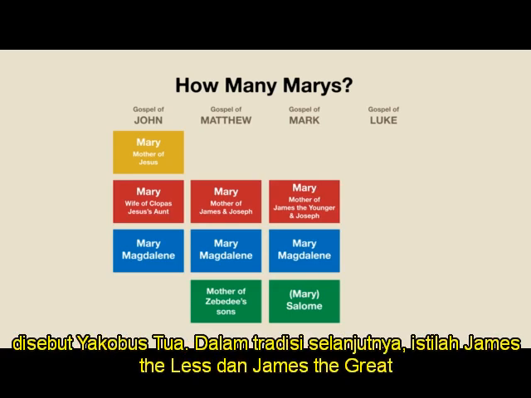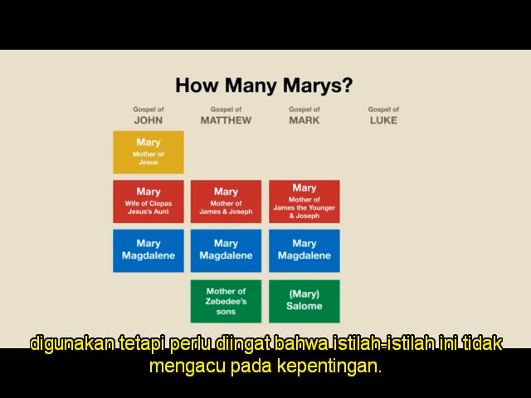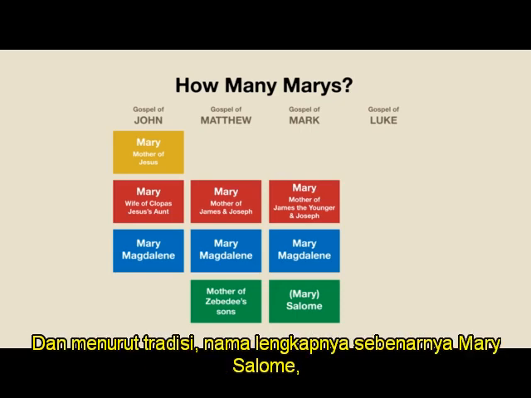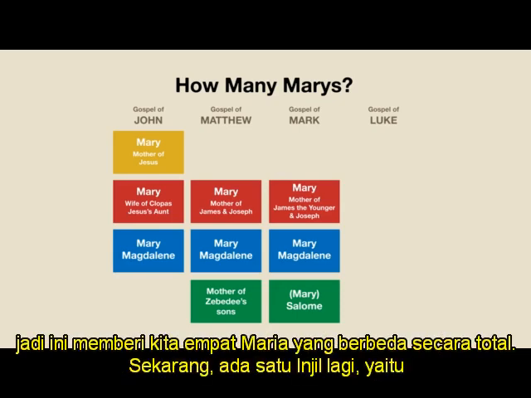In later tradition, the terms James the Less and James the Great were used, but keep in mind that these terms do not refer to importance. From Mark, we also learn that the mother of the 2 sons of Zebedee was named Salome, and according to tradition, her full name was actually Mary Salome. So this gives us 4 different Marys in total.